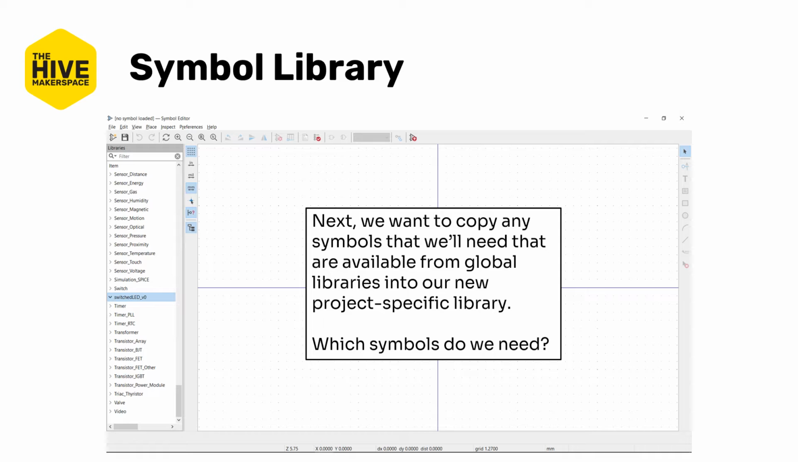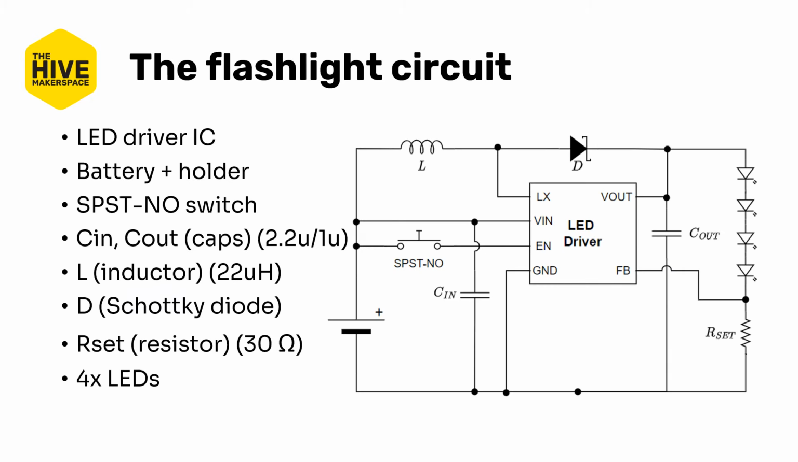So what we want to do here is copy any symbols that we'll need that are available from the global built-in libraries into our new project-specific library. That way we insulate them from any changes, because we're copying them, so any future changes won't affect us, and we can just zip that file together. We've got all the components we need in that single library. So which symbols do we need?